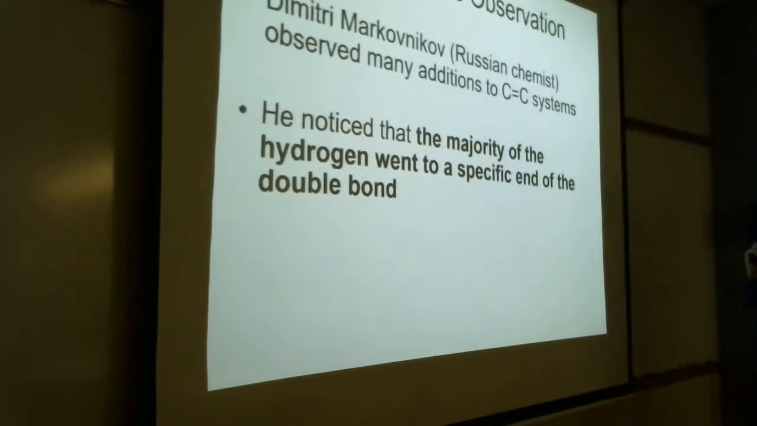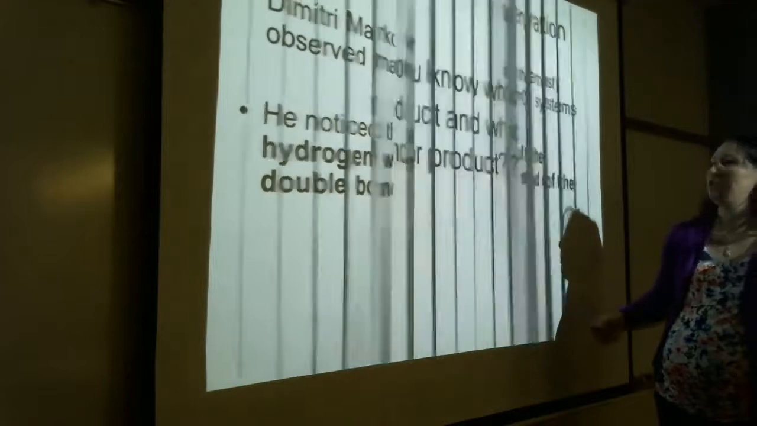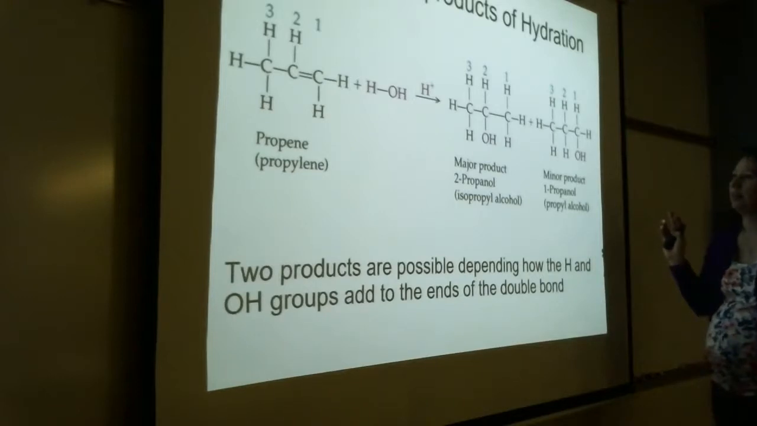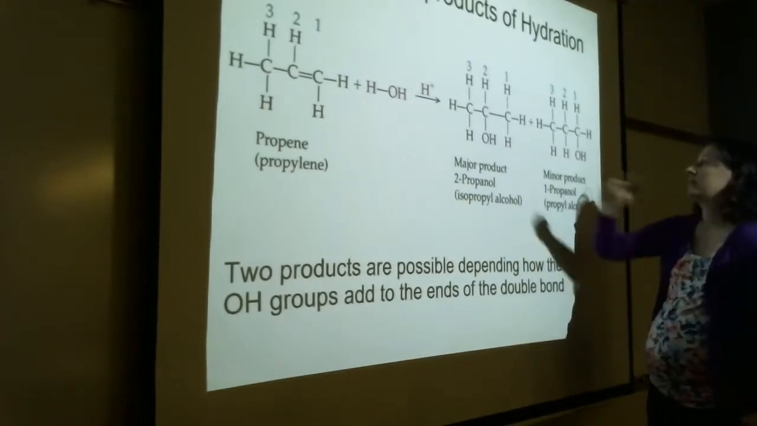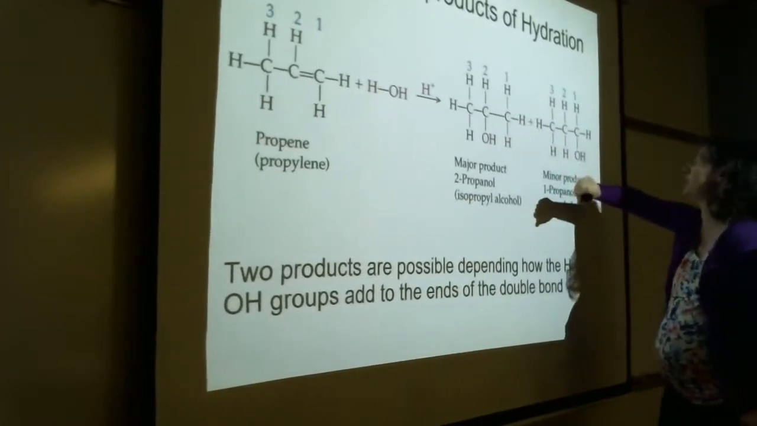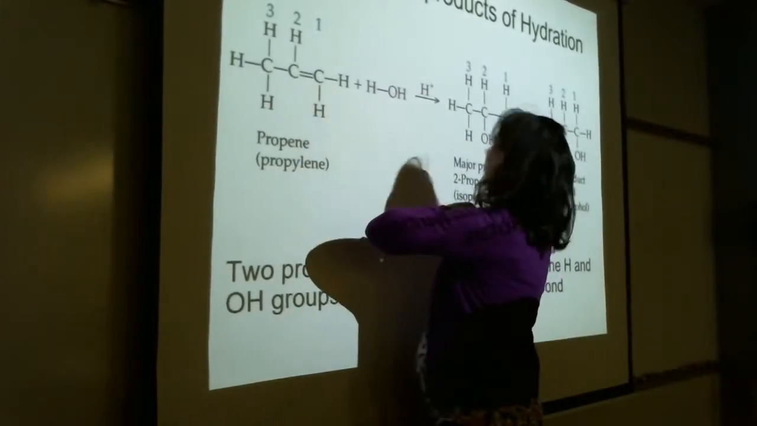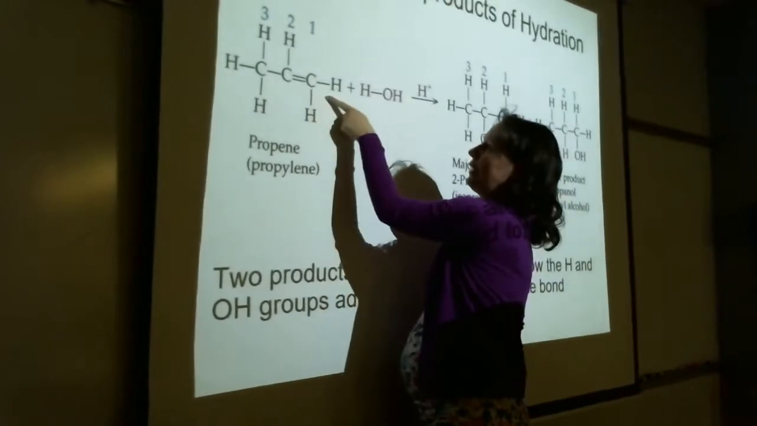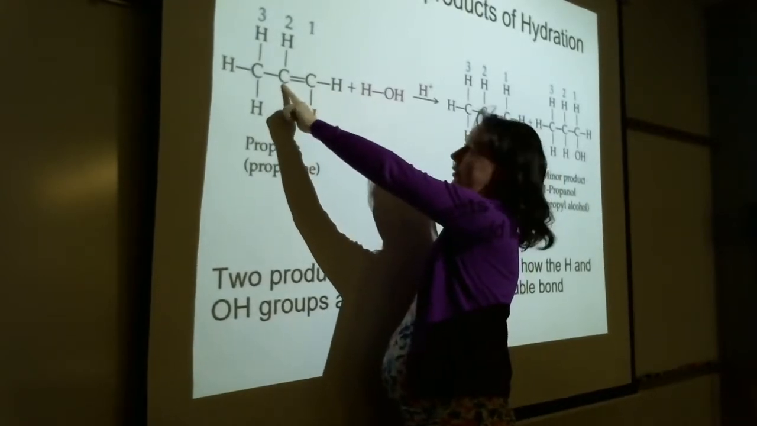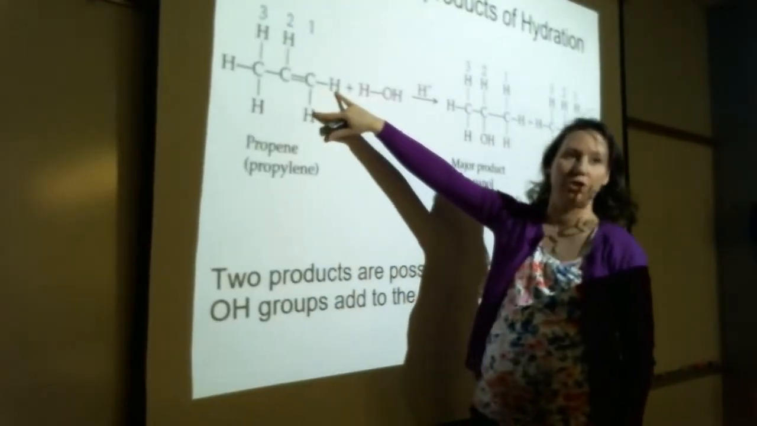Markovnikov's rule is an observation. Let's look at this before I even get into it. The major product, let's look at where hydrogen is. Hydrogen in the major product went with the carbon that had more hydrogens initially. This one's the major product, right? This carbon had two hydrogens initially, versus this carbon only had one hydrogen initially. The major product has hydrogen on the carbon that had the most hydrogen initially.